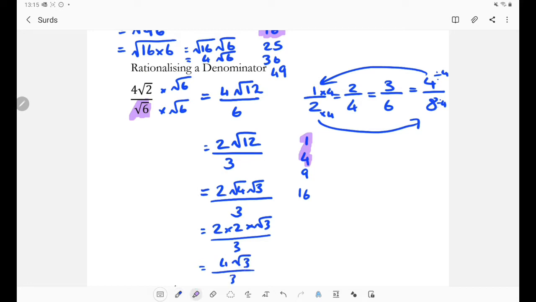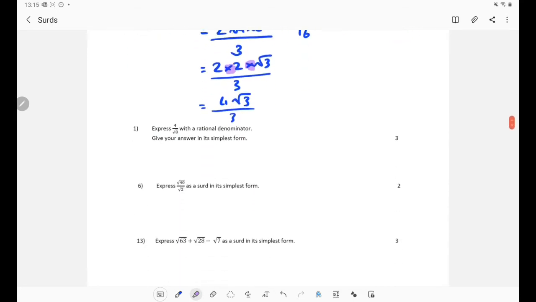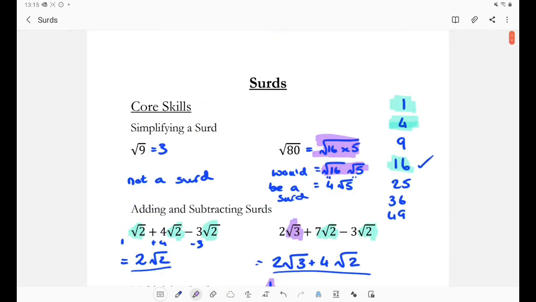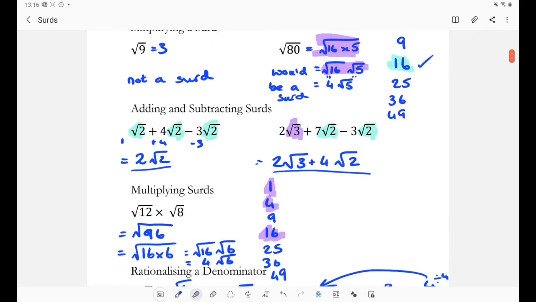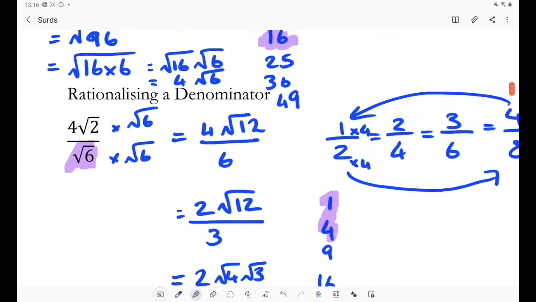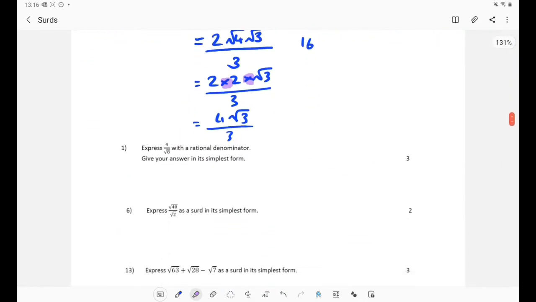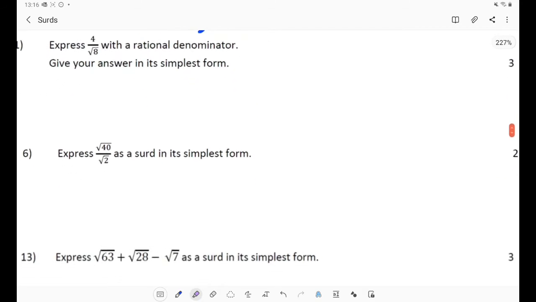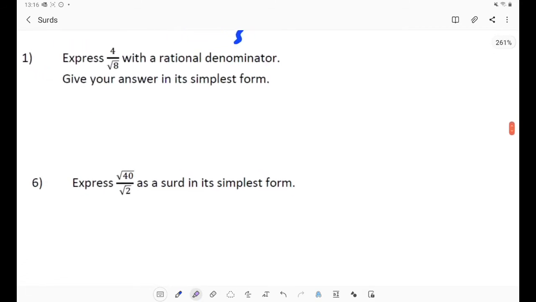notice that they are all multiplying together, okay? The reason that is important is because you need to know that when you square root it, it's getting multiplied by whatever is already at the front there. So those are your core skills. You're simplifying, you're adding and subtracting, you're multiplying, and you're rationalising the denominator. This is how they can come up in exam questions.